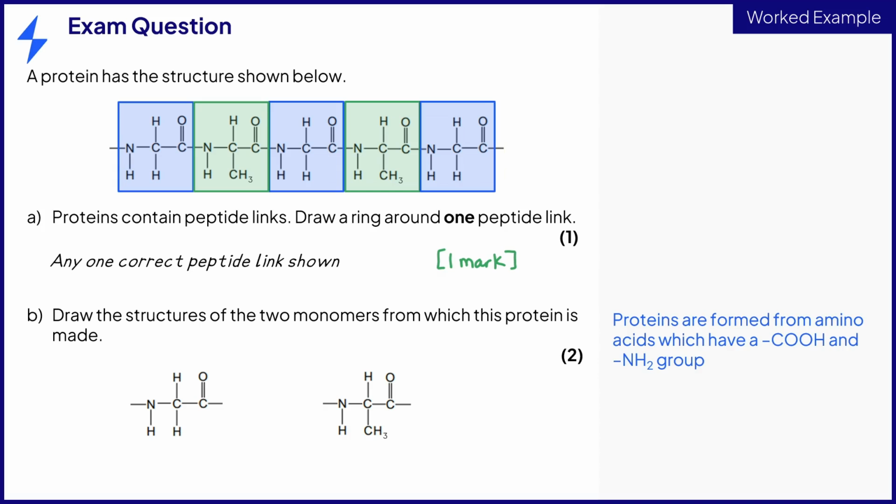Remember that each carboxylic acid group loses an OH, and each NH₂ group loses an H atom when a protein is formed. To draw the monomers, simply add the OH group onto the carbon of the carbon-oxygen double bond and add an H onto the NH₂ group. You gain 1 mark for each correct monomer.